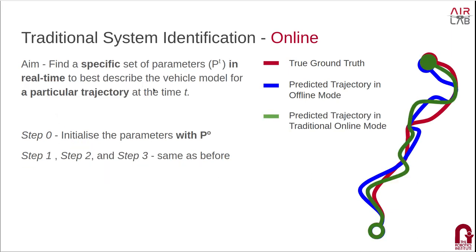The second approach is the online variant of the traditional system identification. For all the online approaches, the aim is to find a specific set of parameters in real time to best describe the vehicle model for a particular trajectory at time t. A note here is that we warm start the optimization with the output of the offline approach, and not with default random values as used in the offline approach.